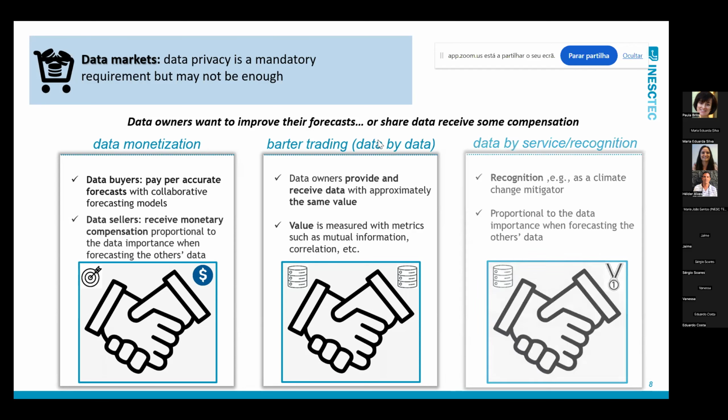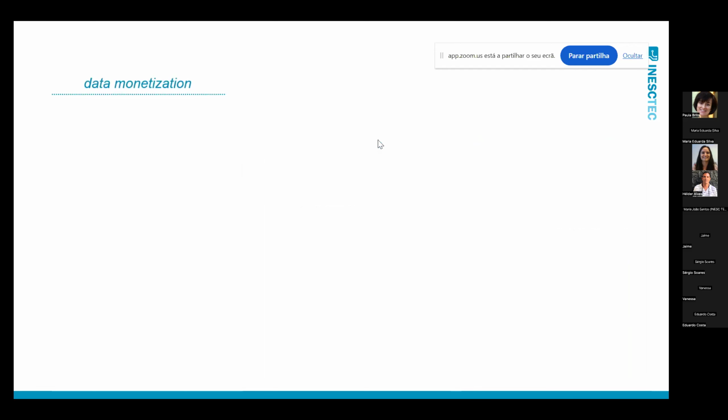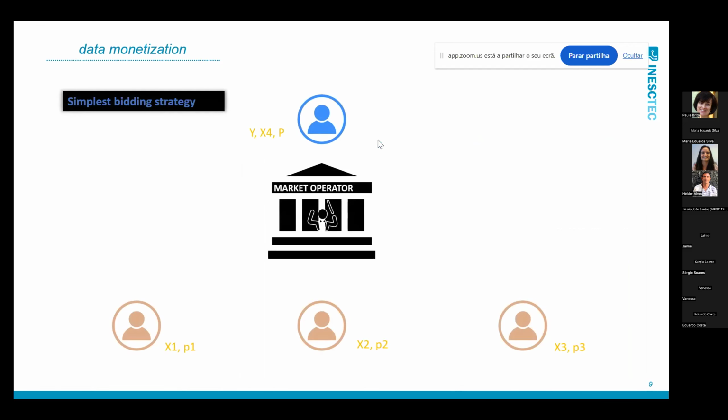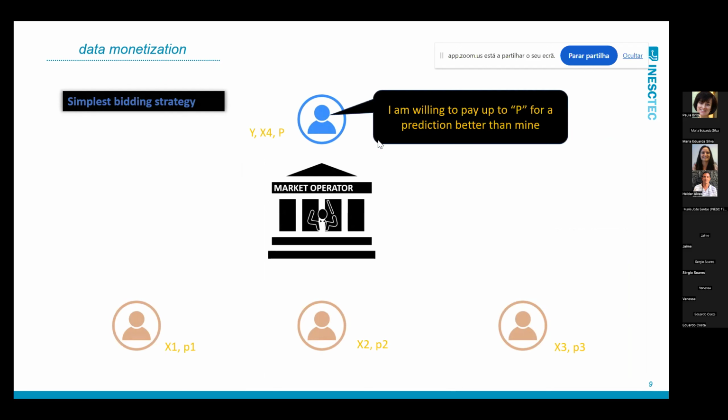Okay, so regarding data monetization, we have some solutions, but here I will describe one of them, one of the simplest strategies that we have. And here we have agents with their local covariates, the X, and the target Y, and they enter the market to buy forecasts with a certain budget P. So there are agents, data owners, that enter to buy forecasts, and they have a certain fixed budget P, capital P.